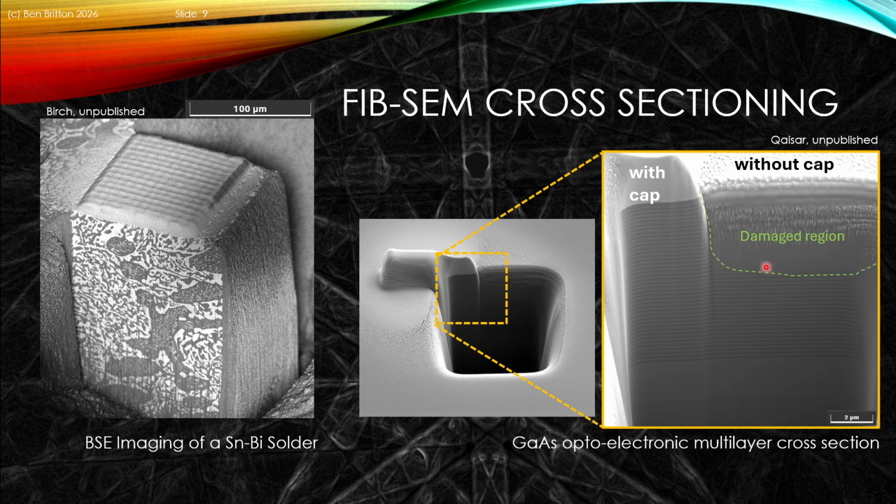Without that cap, we get a significant amount of surface damage for xenon cross-sectioning in this case.